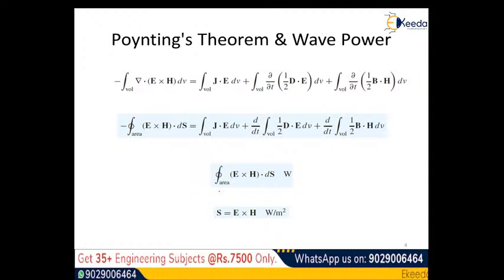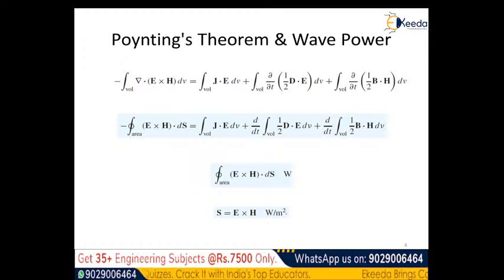The total power flowing out of a certain closed volume has been represented by the closed surface integral. Denoting it by S, the integral representation is in terms of watts, so S should be in terms of watts per meter square. This has to be interpreted as the instantaneous power density, because we are dividing watts by the meter square. So we regard this to be the instantaneous power density, measured in watts per square meter.